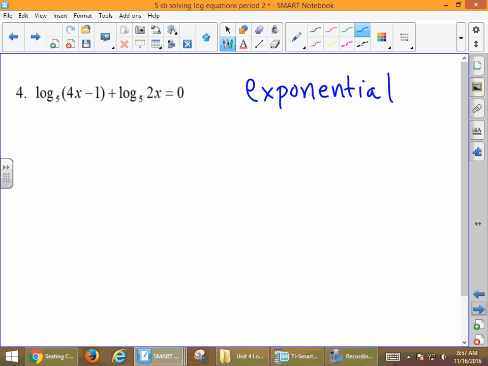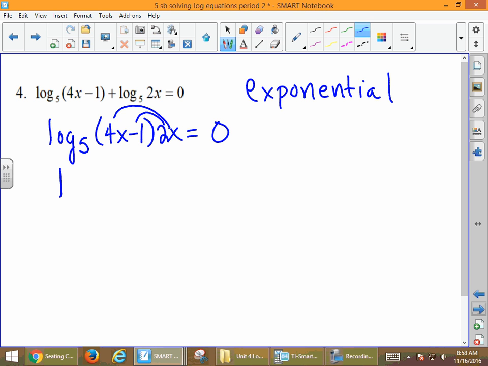But this time, finally, we have something a little bit different. We have a plus in the problem, and what does plus tell us to do? It tells us to multiply. So we get log base 5 of 4x minus 1 times 2x equals 0. I'm going to simplify a little bit more, and you don't have to do it at this point, but at some point you're going to have to distribute. So 2x times 4x is 8x squared, and 2x times negative 1 is negative 2x, equals 0.